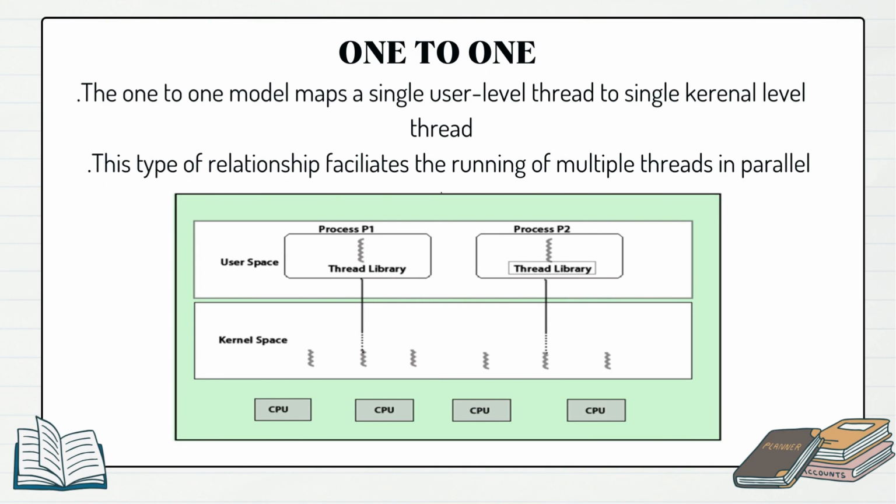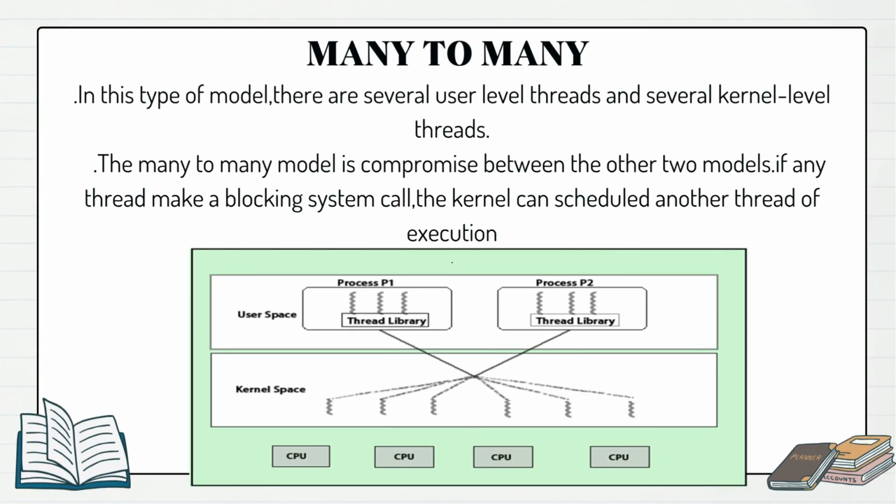One-to-one: the one-to-one model maps a single user level thread to a single kernel level thread. This type of relationship facilitates the running of multiple threads in parallel. Many-to-many: in this type of model, there are several user level threads and several kernel level threads. The many-to-many model is a compromise between the other two models. If any thread makes a blocking system call, the kernel can schedule another thread of execution.